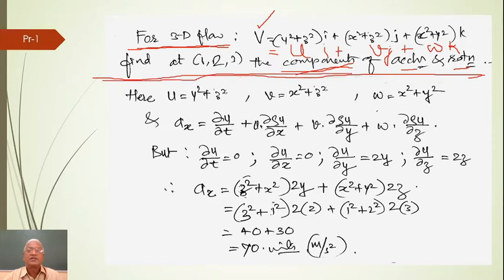Now the solution starts. In solution, what I write here is, from the given data I can write here u is equal to y squared plus z squared, v is equal to x squared plus z squared, w equal to x squared plus y squared. Now if you recall, x component of acceleration ax is equal to dou u by dou t plus of course u into dou u by dou x plus v into dou u by dou y plus w into dou u by dou z. That's how the components are.